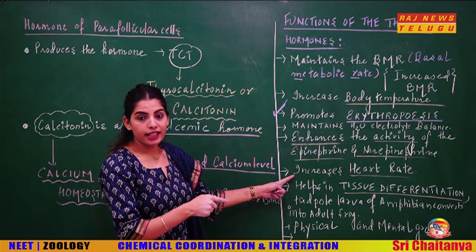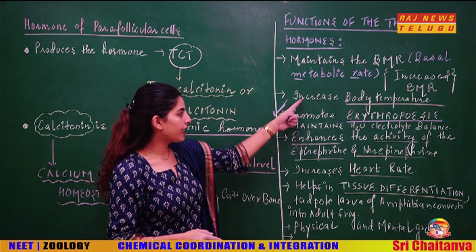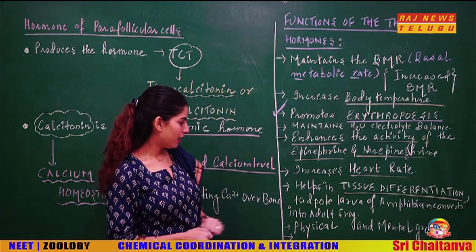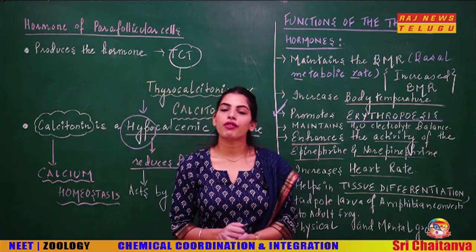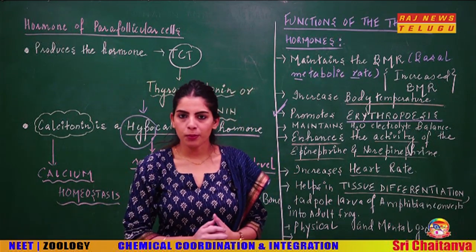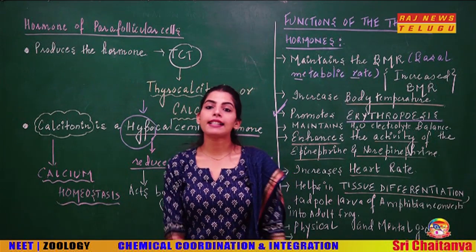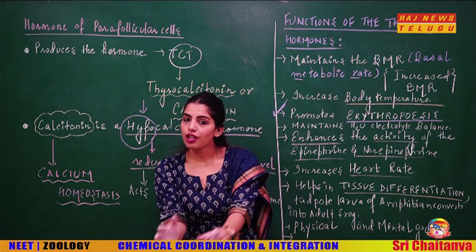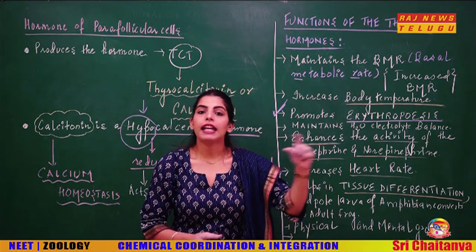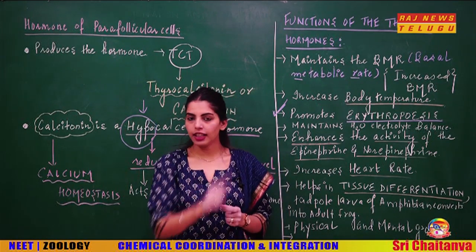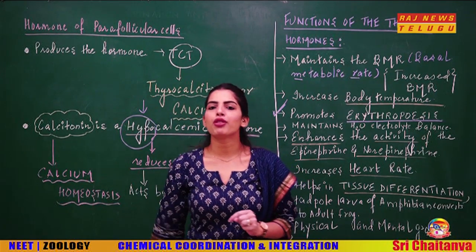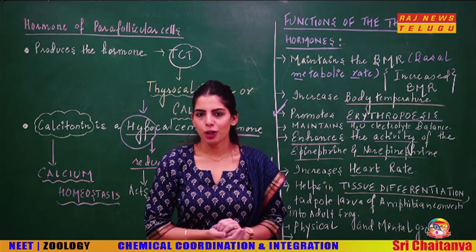That is the next point. It increases the heart rate. Just like it is increasing the body temperature, it is increasing the heart rate. It helps in the tissue differentiation. Very important point. Students, in the class amphibians, we know that the conversion of the tadpole larva into the adult frog is under the influence of the thyroid hormone. So, a very important hormone for tissue differentiation.